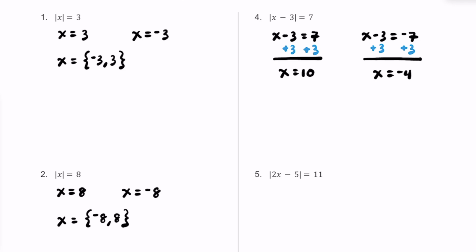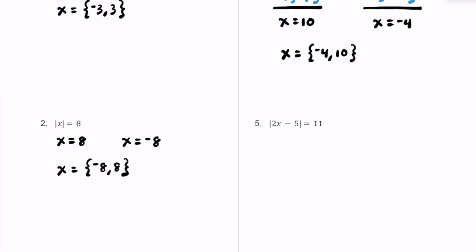So feel free to pause the video if you want to plug these values into the original absolute value equation to see if it is true. And otherwise, I'm just going to say in set notation that x is going to be equal to two solutions here. We have negative 4 and positive 10. These would be the two possible solutions here.